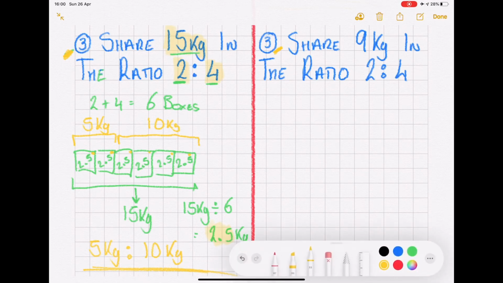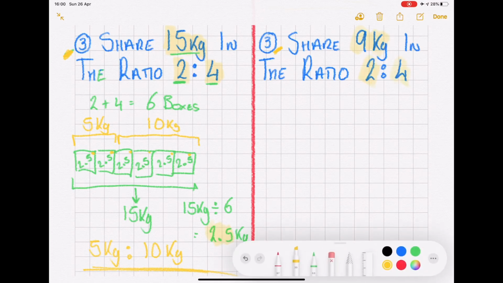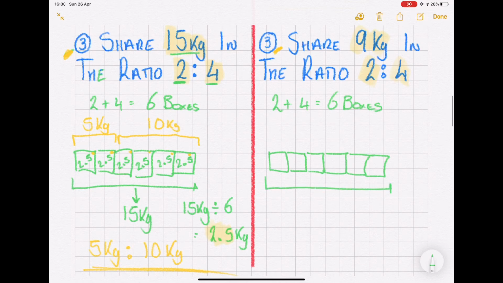Let's go through this one. So we are sharing 9 kilograms in the ratio 2 to 4. So let's work out how many boxes we need. 2 plus 4 gives us 6 boxes. So let's draw out our 6 boxes. And we're saying all those 6 boxes added together is worth 9 kilograms.